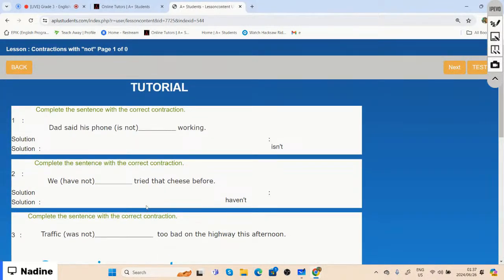All right, so now look at these sentences. It says Dad said his phone is not working. What is the contraction within that sentence? Is not. What is the contraction for is not? Yes, didn't is also correct because it's did not.